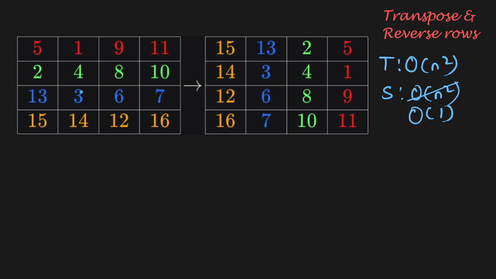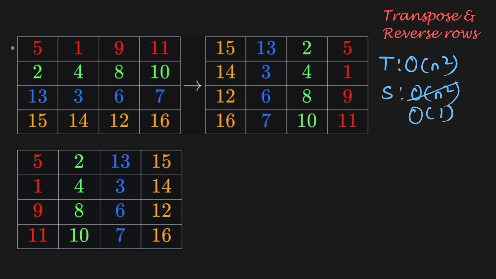For example, when we transpose this matrix, we get the following matrix, where the first row becomes the first column of the transpose matrix and the second row becomes the second column in the transpose matrix, and so on. And notice how close the transpose matrix is to the output matrix. Here the first column of the transpose matrix is the last column in the rotated matrix. Similarly, the second column is the second last column in the rotated matrix, and so on.